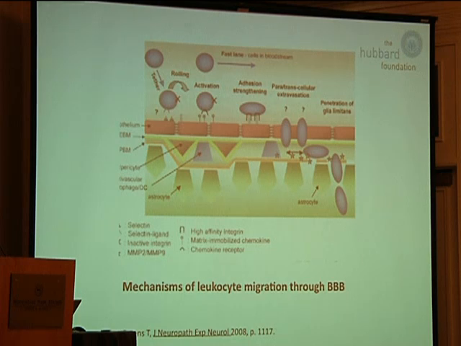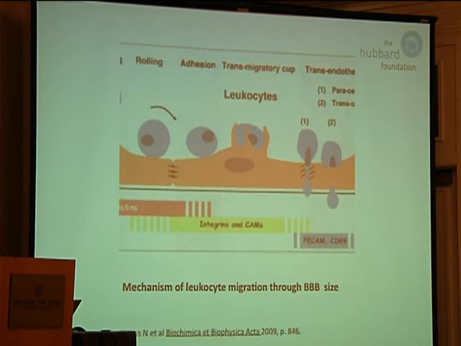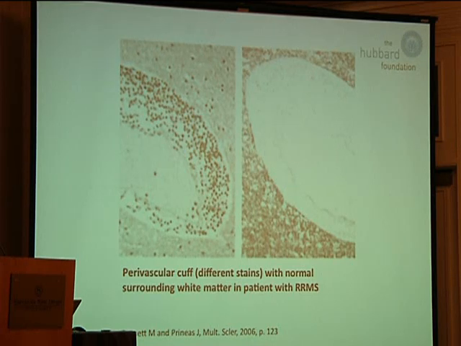They're invited through the tight junction. They're not just blasted through, they're invited through, to get into the parenchyma. Here's a simpler drawing of the same thing, but it's a different author. So the rolling, coming in through the blood vessel, coming in through the tight junction. This is the perivascular cuffing area.